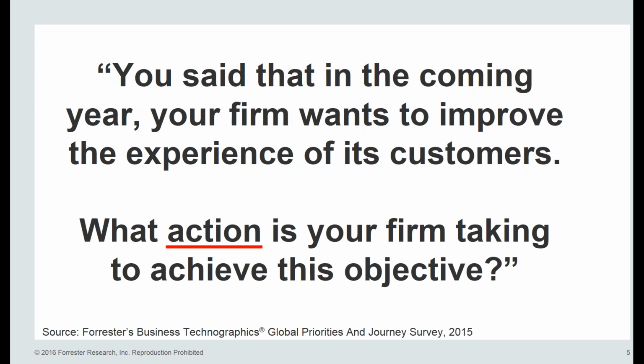But looking at this data, one of the major questions that I have is, how are we doing this? Customer experience is important, and it's great to say that it's important and to start prioritizing it, but how are we actually going to do it? When we talk to firms, what action are they actually going to take to improve customer experiences?